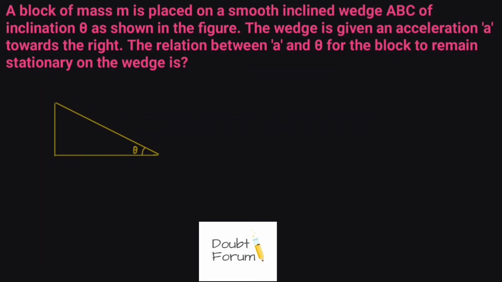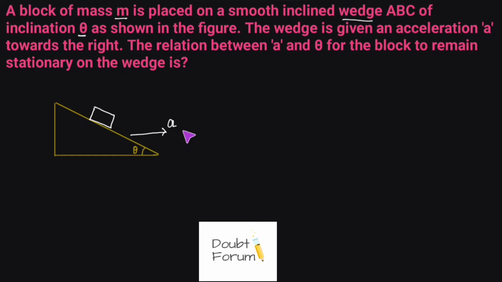Today we are going to take up this question. A block of mass m is placed on a smooth inclined wedge ABC of inclination theta. Theta is the inclination of the wedge and this is the block. The wedge is given an acceleration towards the right. So the wedge moves in this direction with an acceleration of a.